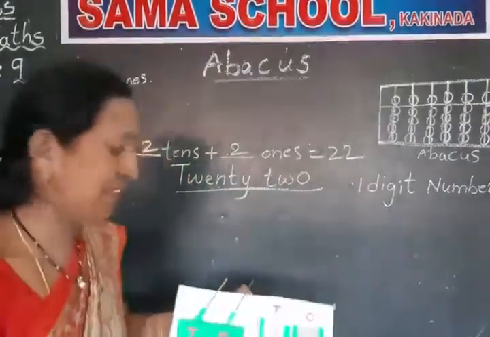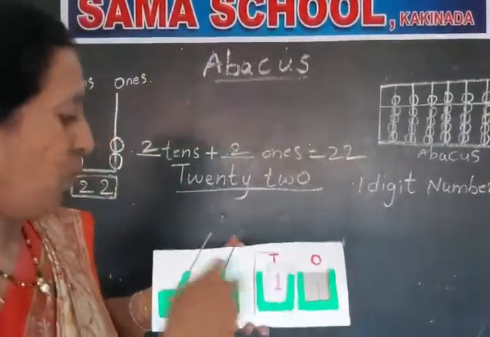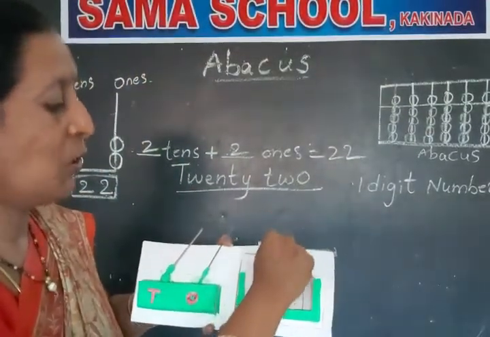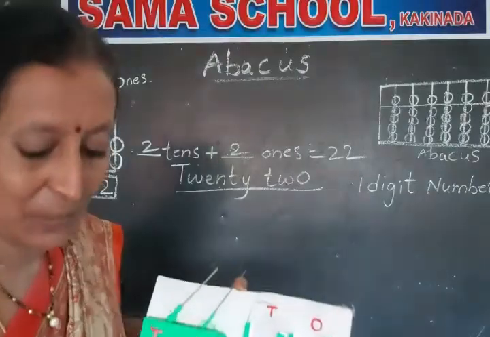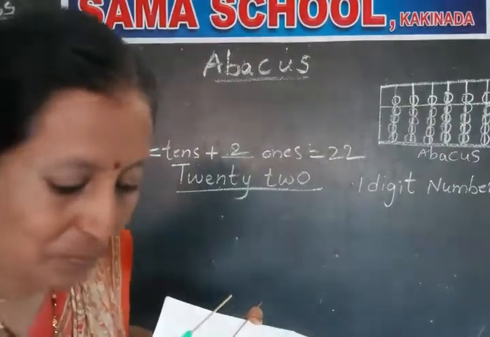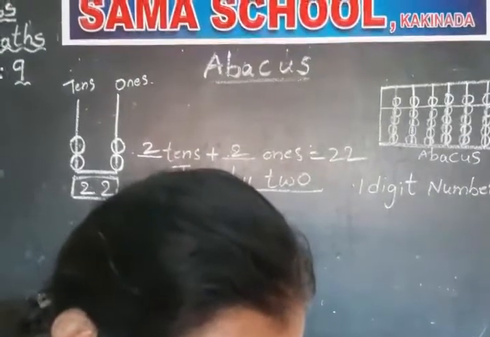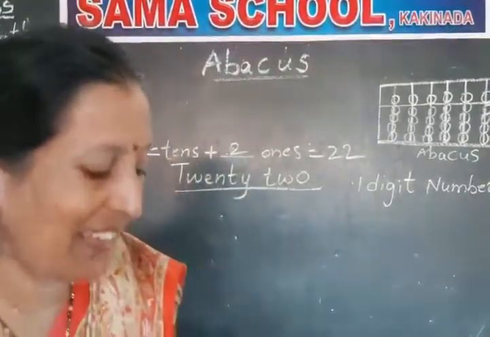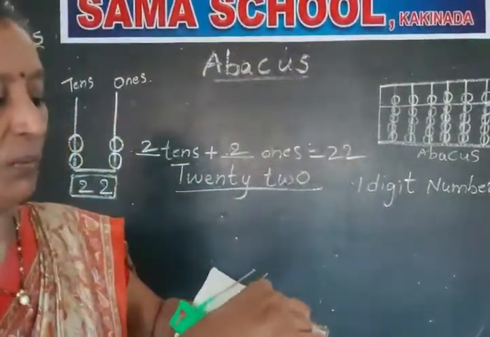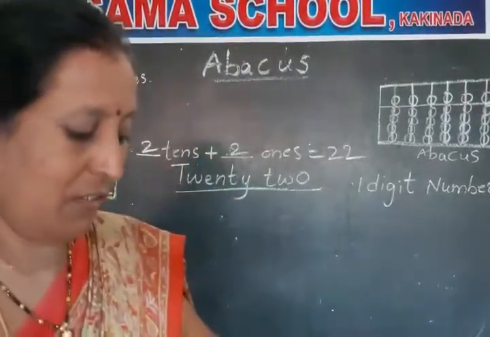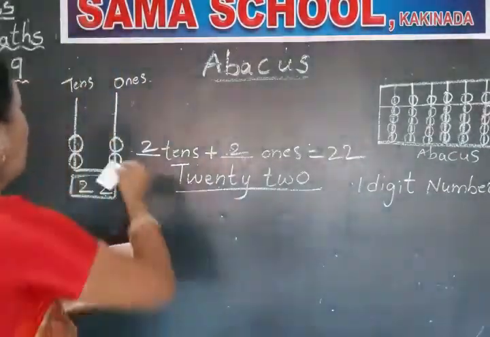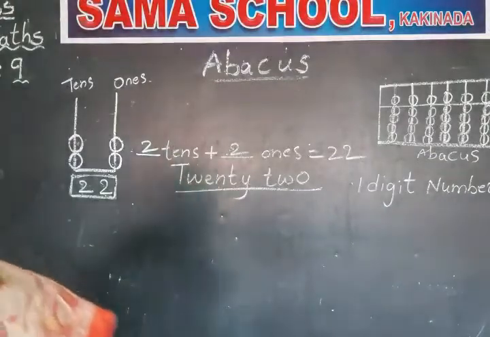Now I will give you an example. See that? Here 2 tens and here also 2 ones. So that is 22. Like that you are counting, no?